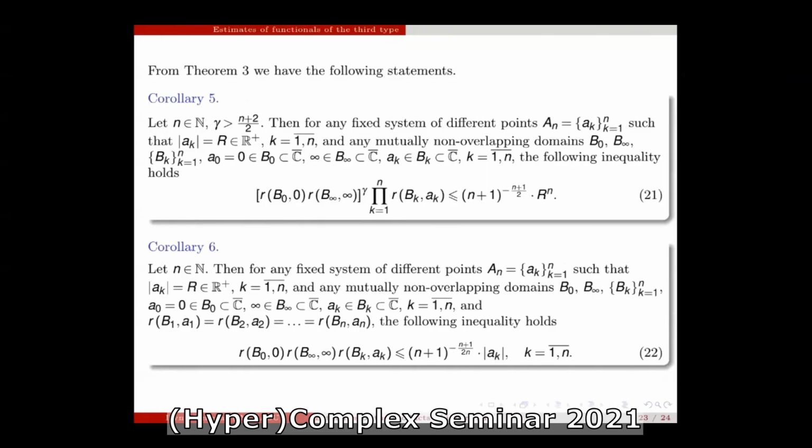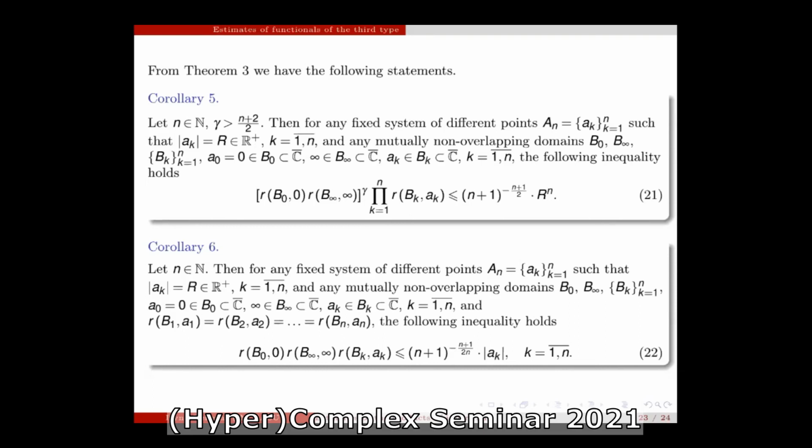From Theorem 3, we have the following statement. If n is a natural number and gamma is greater than (n+2)/2, then for any fixed system of different points such that modulus a_k equals r from R plus for all k from 1 to n, and any mutually non-overlapping domains B_0, B_infinity, B_k, inequality 21 holds.